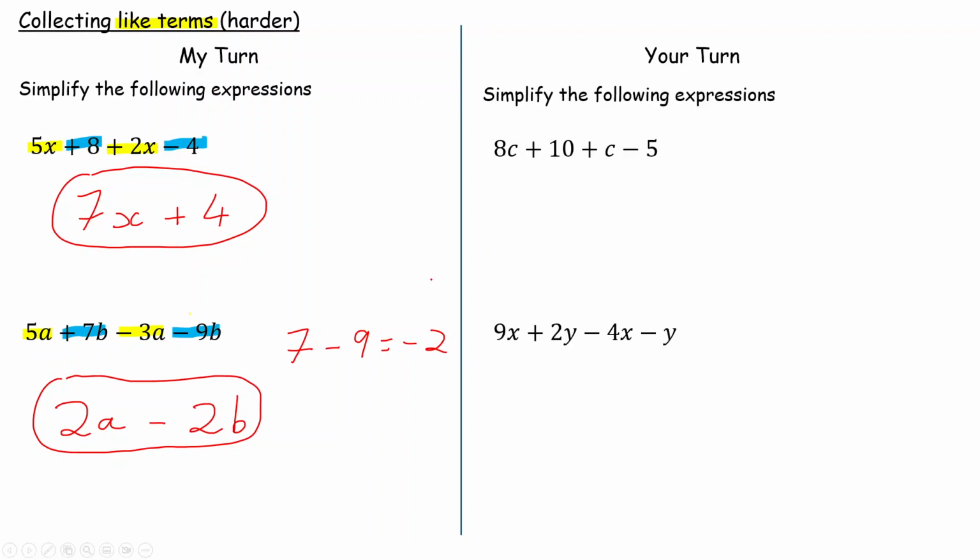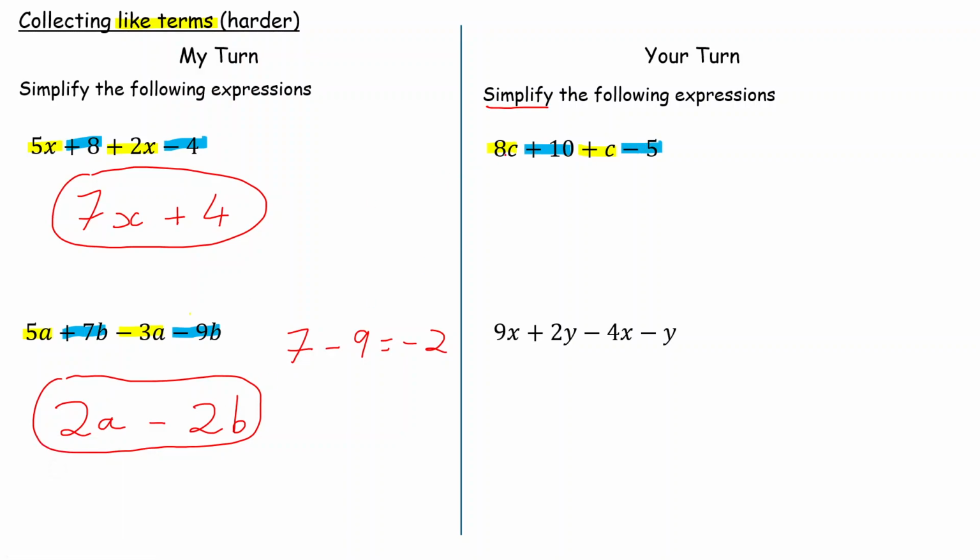Okay, so you can try the next pair on your turn. You can pause the video and then you can fast forward and see the answer, or you can work through with me as you need to. Again, we're just simplifying the following expression. So first of all, we've got like terms, we've got an 8c and we've got a plus c. Okay, and we've also got a plus 10 and a negative 5. And let's go through this now.